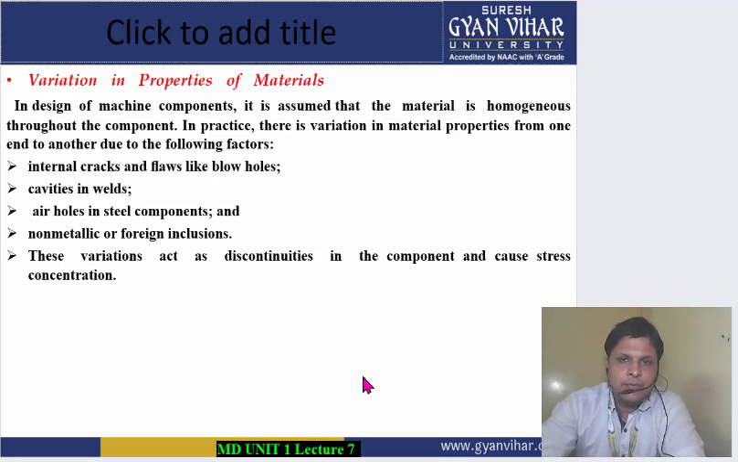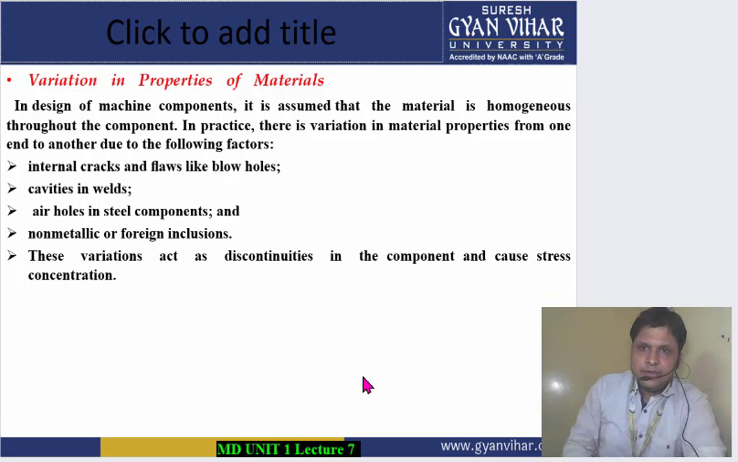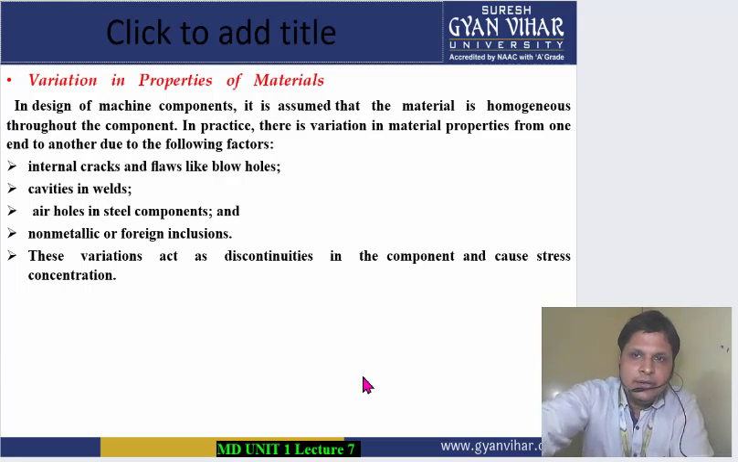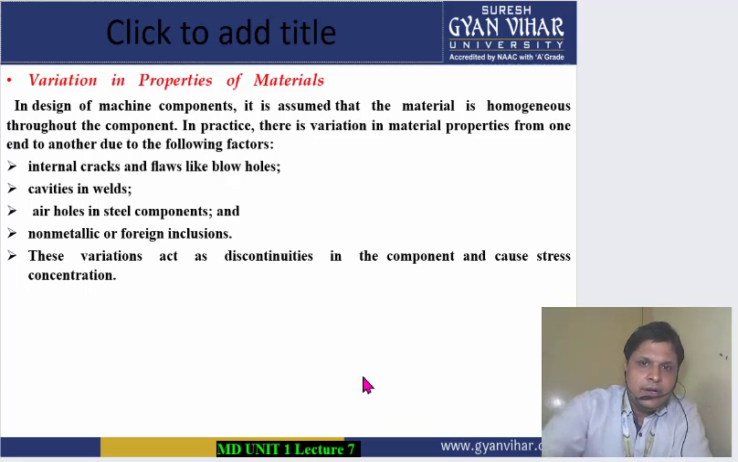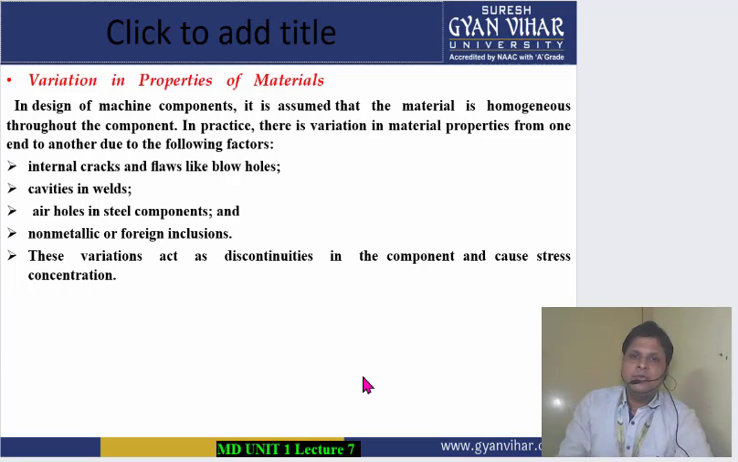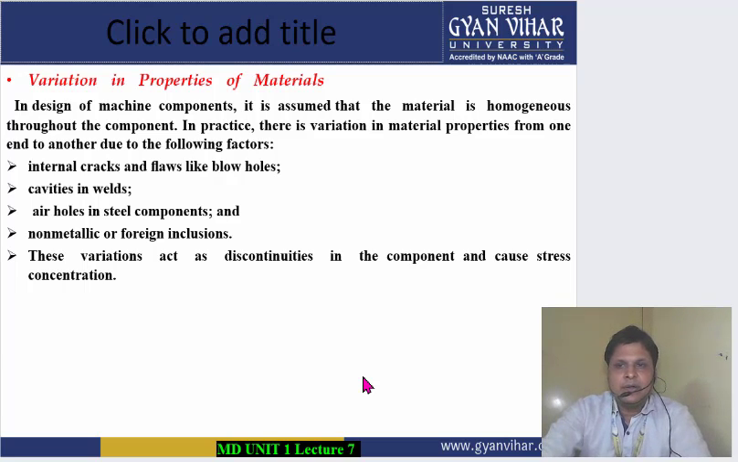First, the variation in properties of material. In design of machine components, it is assumed that the material is homogeneous throughout the component, but it doesn't happen like this. So there are materials which are not completely homogeneous. In practice, there is variation in material properties from one end to another due to many reasons, due to many factors. And what are the factors for this variation in mechanical properties?